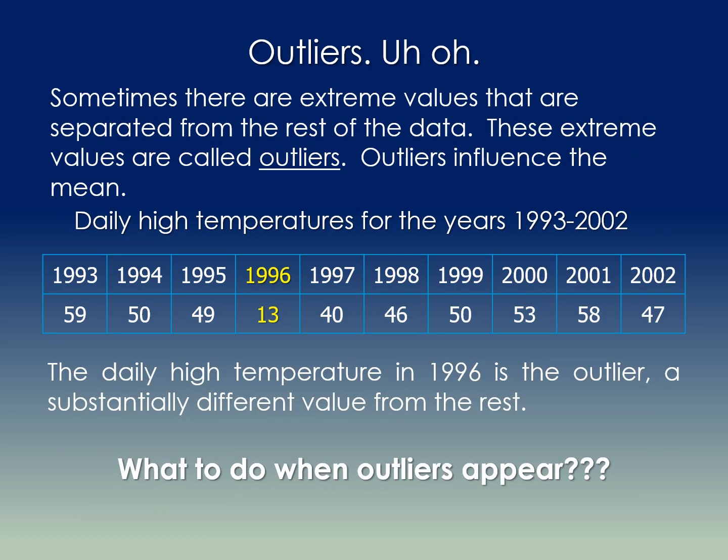And again, just to highlight this slide here, here we have, and I've highlighted in yellow, 1996, we have this outlier. And the question is, what to do when outliers appear, right? How do you handle this? Do you simply just go, well, let's let the machine handle it, run the average, run the mean, or are there some things that we can consider?